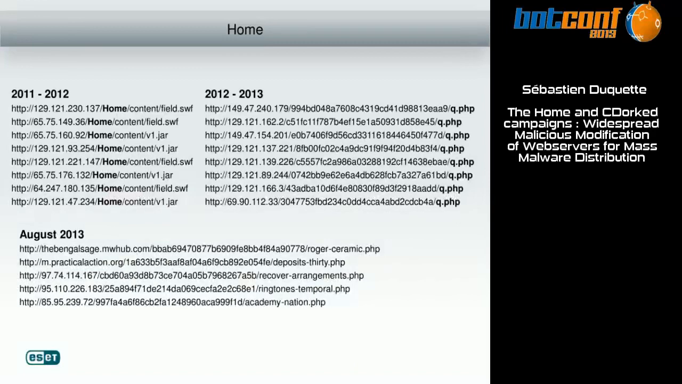And in 2012, they're using the Black Hole exploit kit. When they switched to Black Hole version 2, they also moved to this very strange-looking pattern that looks like hexadecimal characters or some kind of a hash, and then Q.php. And finally, in August 2013, they moved to the typical Black Hole pattern you would see with some random keywords, so that you wouldn't have this pattern that is really easy to spot.